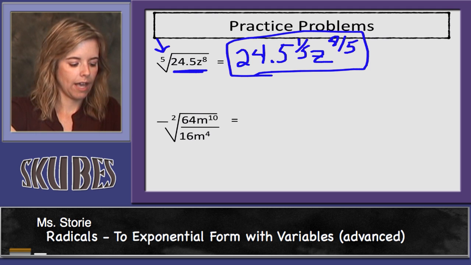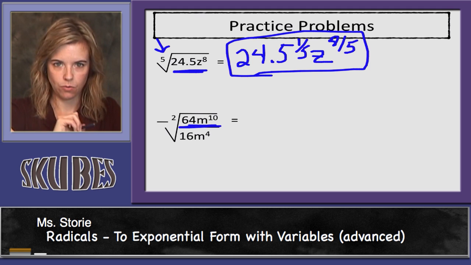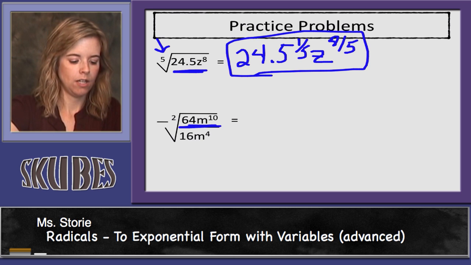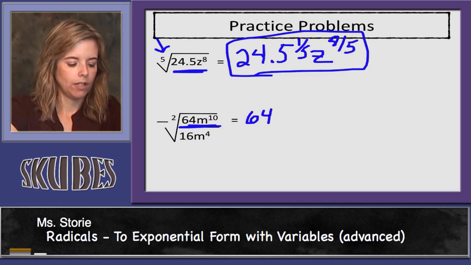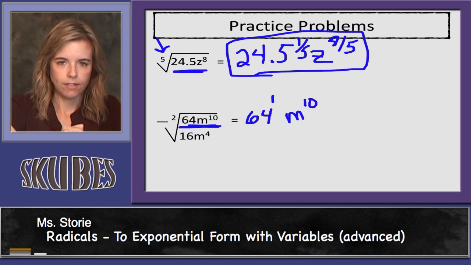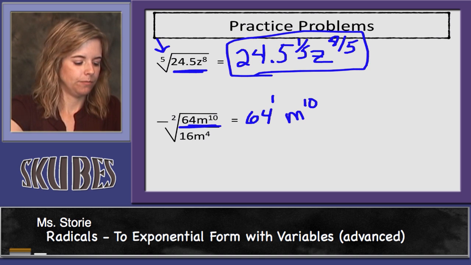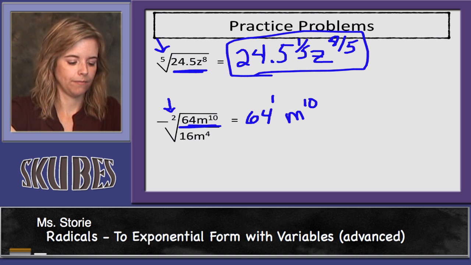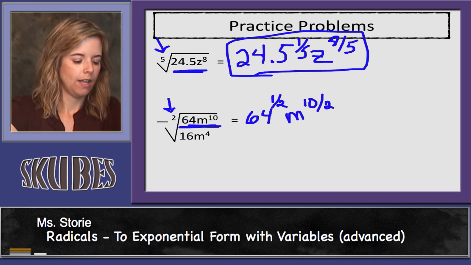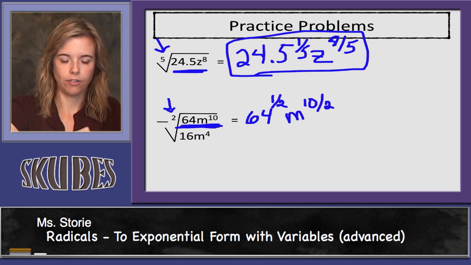Last one, we're looking at another fraction, which means we're going to leave it as a fraction in our answer. So we start with the top. 64 does not have an exponent. It's assumed to be 1. And then we've got m to the 10th. There is an exponent, so we write it as the numerator. We've got square roots, so they're going over 2. They become your denominators. That's for the numerator portion under the radical sign.